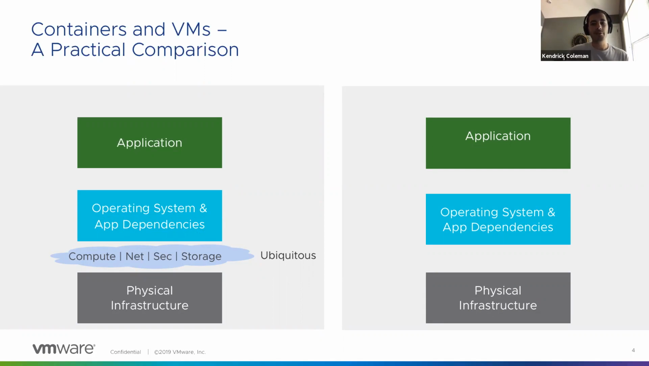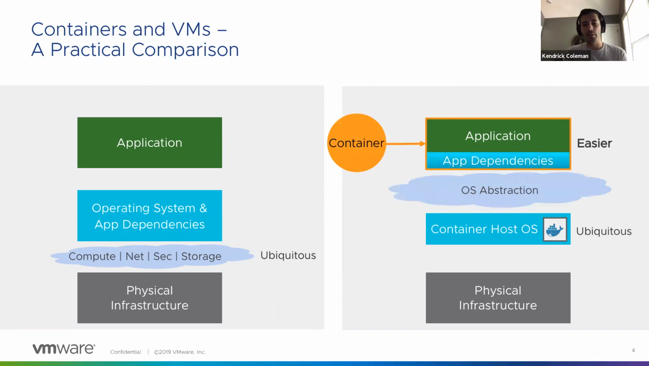Now with containers, the abstraction layer moves up from the operating system. The container host becomes your operating system, and the only dependency it requires is to have the container runtime installed. From there, your application and its dependencies are wrapped inside the container. And the container itself is sharing the kernel and its properties from the container engine.